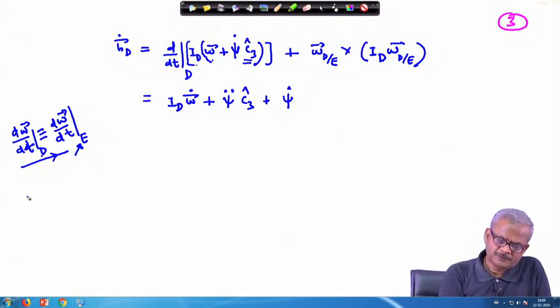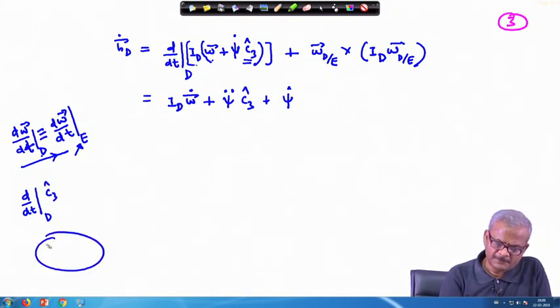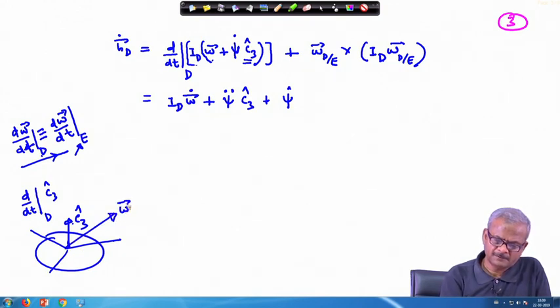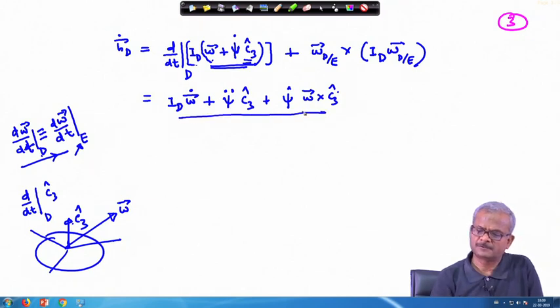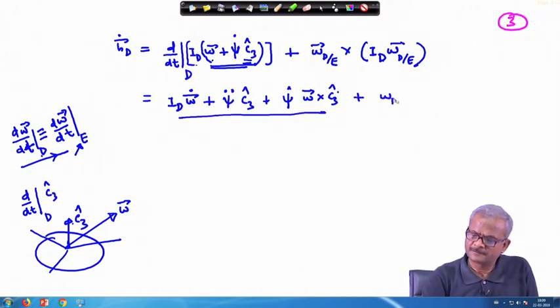How is this C3 going to change? D by dt with respect to the D frame of C3 cap. C3 cap is a vector which is fixed in the body, and this body itself is rotating at the rate omega. Therefore, we will write here omega times C3 cap. So, this is the expansion of this term, and the rest we can copy like this.